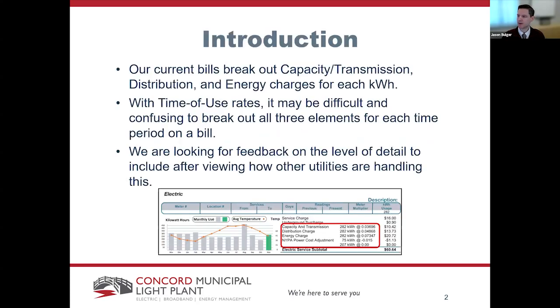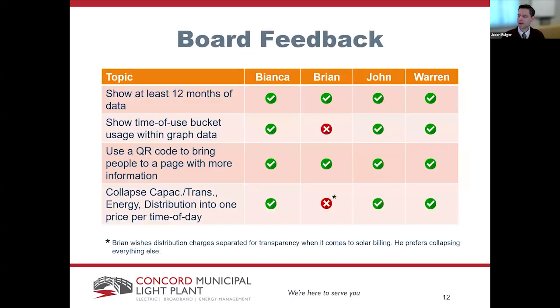So I'm just going to quickly scroll through all of those and end up with some general board feedback. Warren had asked folks to send in their thoughts and feedback, and so I pulled out a few buckets here to show where folks were leaning toward. I'll go by row here. In terms of showing data, everybody was on board with showing at least 12 months of data.